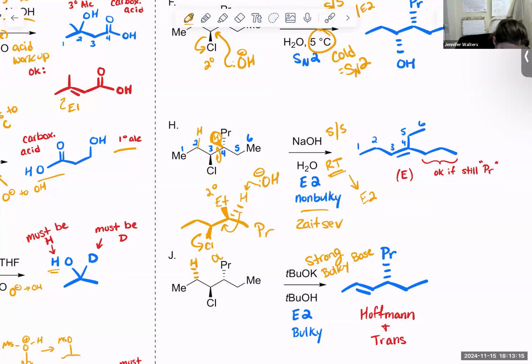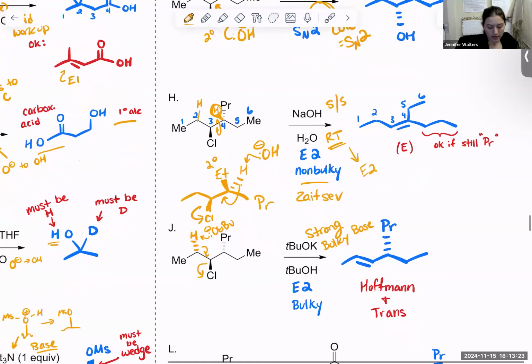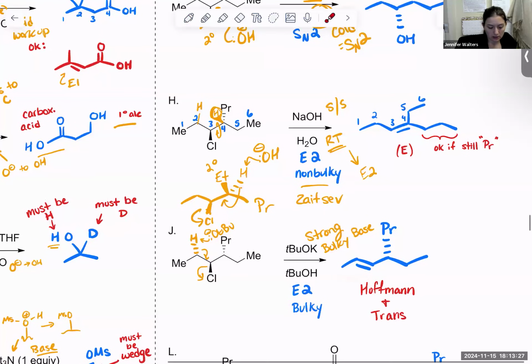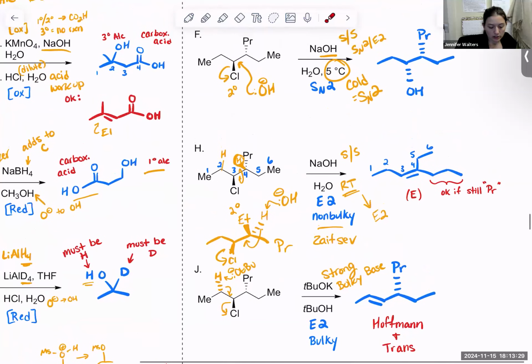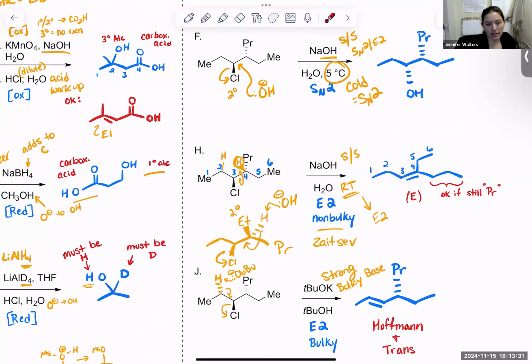So I just needed that OtBu minus. It takes that, that kicks out, that goes out. So then that does the Hofmann elimination, making the trans product. Any questions about F, H, or J?